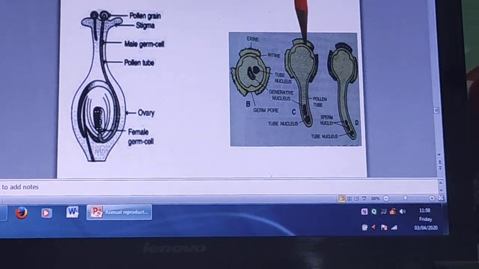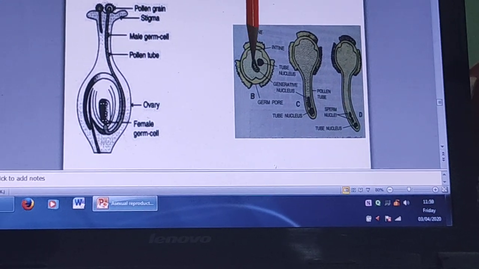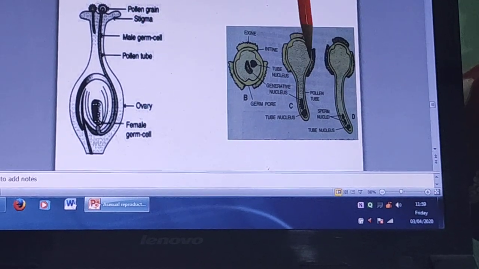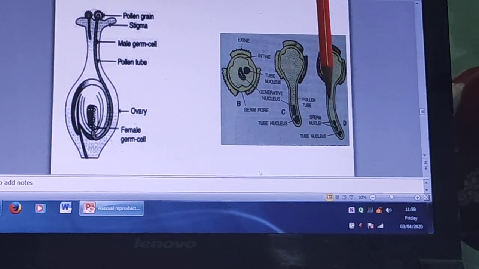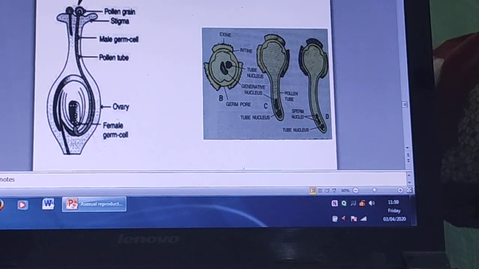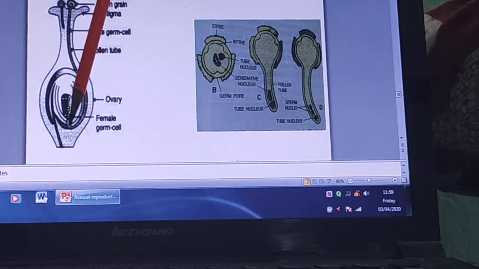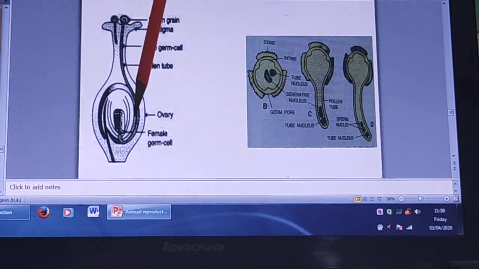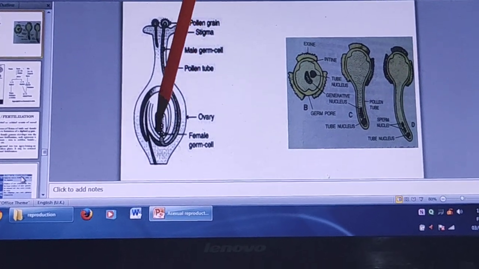So when the pollen grain germinates to form the pollen tube, the male gamete present inside it migrates to the tip of the pollen tube. That means now the male gametes are present at the tip of the tube like this. The pollen tube gradually moves downward to the ovule. When the pollen tube extends downward, the male gametes present at the tip also move downward.